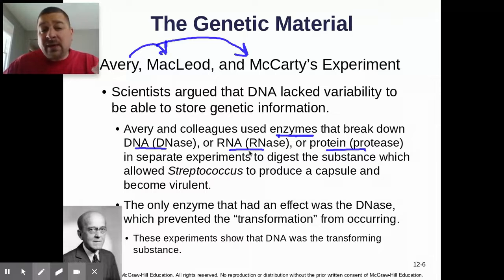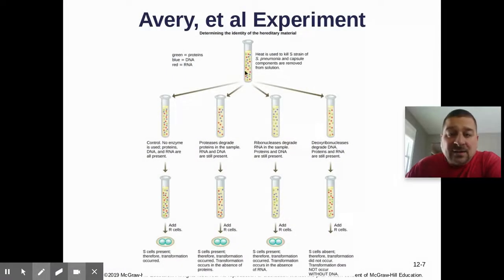So they kind of repeated Griffith's experiment, except they treated the liquids with these enzymes to knock out the different biomolecules, to break them down, to digest them, and to see which ones could still cause transformation after they took it out with the enzyme. And here's kind of what they found. They used heat to kill the S strain of pneumonia, and the capsule components are removed from the solution. Okay, so he killed the S strain again.